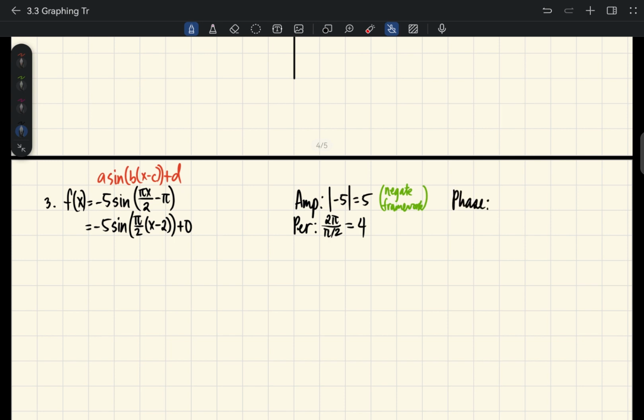Then for the phase shift, that is dependent on the value of C. So our C right here is this one. So C equals 2. And since we have a positive phase shift, that means we're moving to the right. And lastly, your vertical shift is dependent on the value of D, which is 0. So we're not moving vertically. Okay?